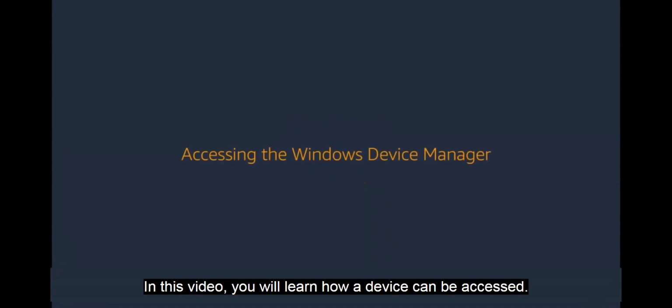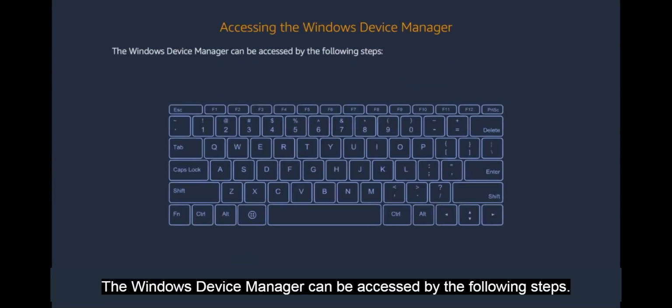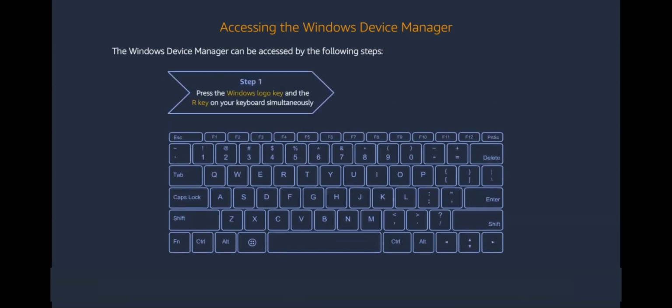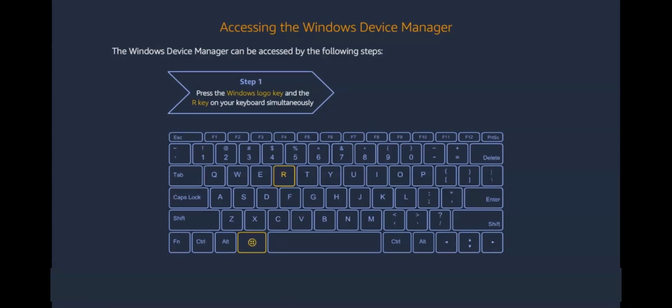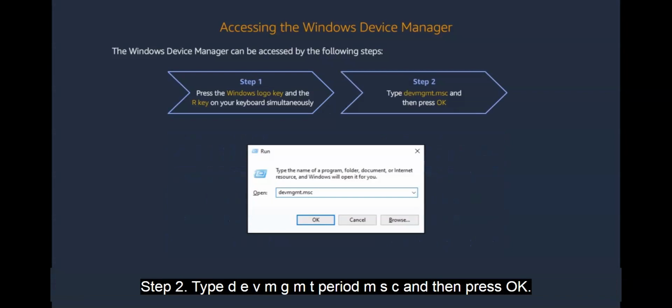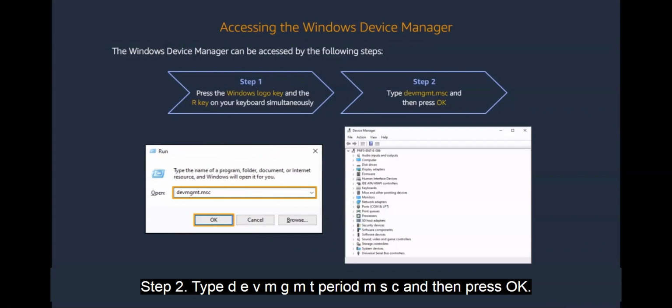In this video, you will learn how a device can be accessed. The Windows Device Manager can be accessed by the following steps. Step 1. Press the Windows logo key and the R key on your keyboard simultaneously. Step 2. Type DEVMGMT.MSC, and then press OK.